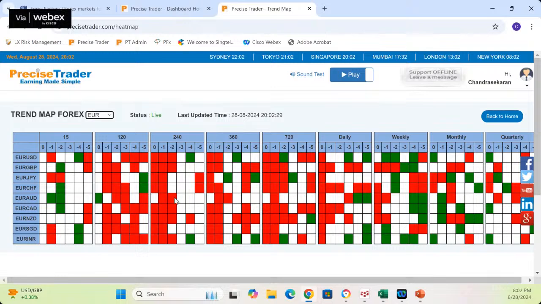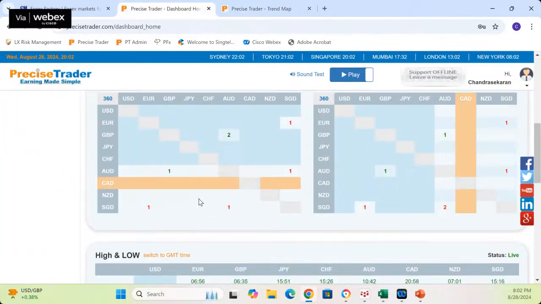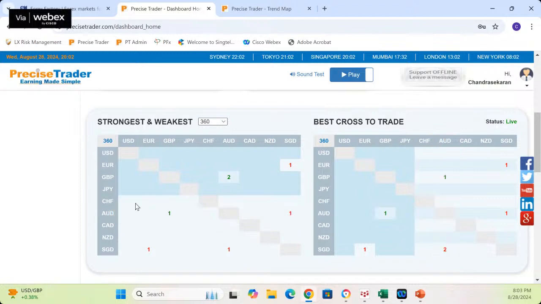Now the next thing we have to choose is which would be the best cross to trade. I will also tell you that one. In fact, if I go to the best cross to trade, you should be getting the signal soon, because right now this market has not moved out of the zone levels.